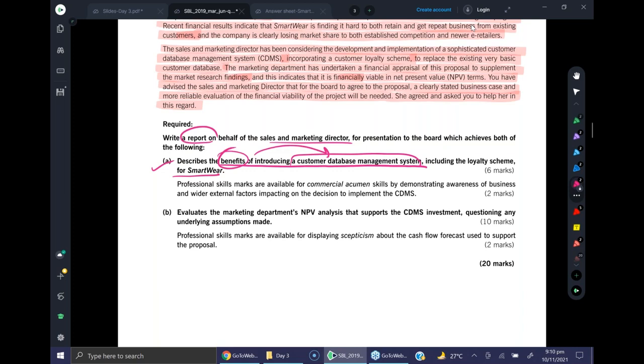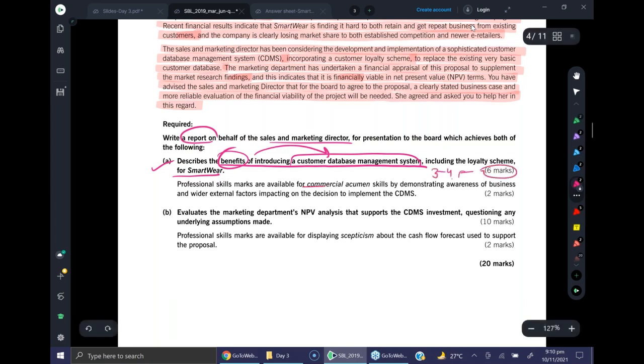So that works. So for example, if you talk about customized promotions and customized marketing, you can add that Smartware can take benefit of customized marketing, etc., right? So connection with the company and the information is important. But it's a very simple, straightforward requirement. So for 6 marks, I might be doing 3 to 4 points.